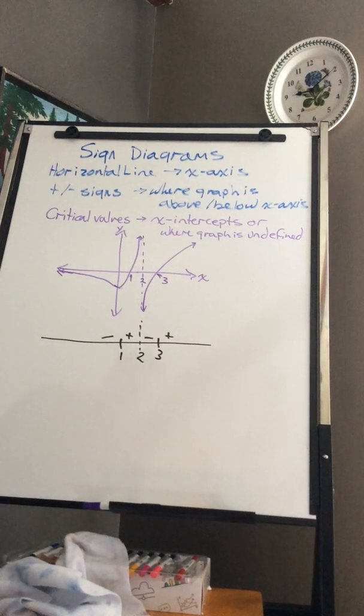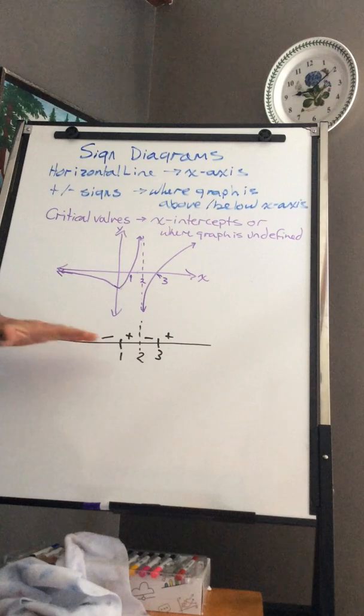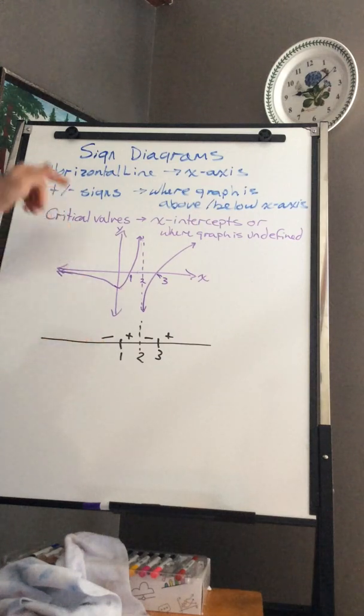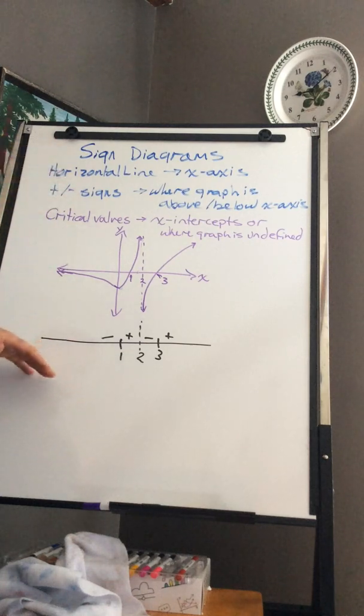Well, we're going to talk about sign diagrams today, which is chapter 22, section C. First thing, the black part right here is our sign diagram. We have a horizontal line, which represents the x-axis, plus and minus signs, and that's where the graph is above or below the x-axis. And then we have what are called the critical values.